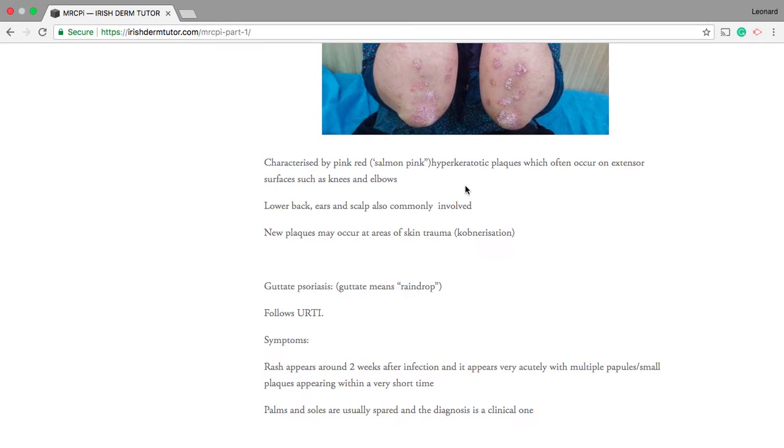Another common subtype is guttate psoriasis, and in Latin guttate means raindrop. This type of psoriasis often follows an upper respiratory tract infection such as a streptococcal sore throat, and it often occurs about 2 weeks after the infection, and it can come on quite suddenly.